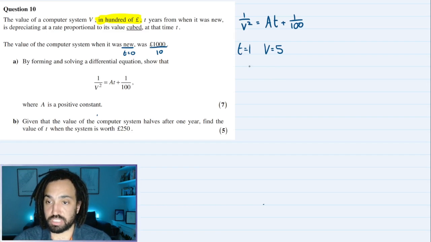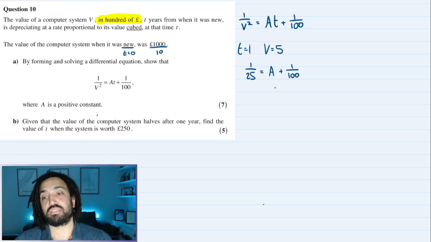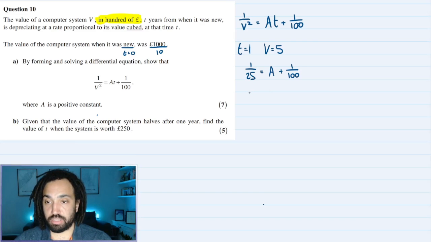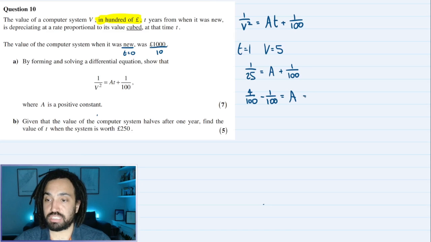Okay, so let's sub those conditions in. So that's 1 over 25 is equal to 1 times A plus 1 over 100. Okay, so the 1 over 25 is the same as 4 over 100 minus the 1 over 100. That will leave me with A. So that tells me that A is equal to 3 over 100.